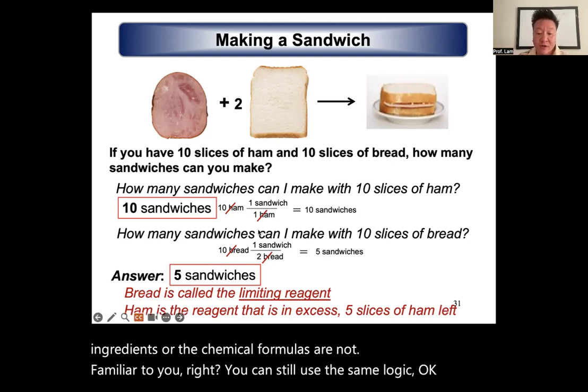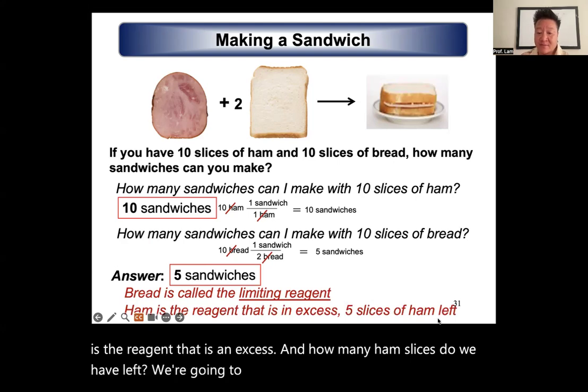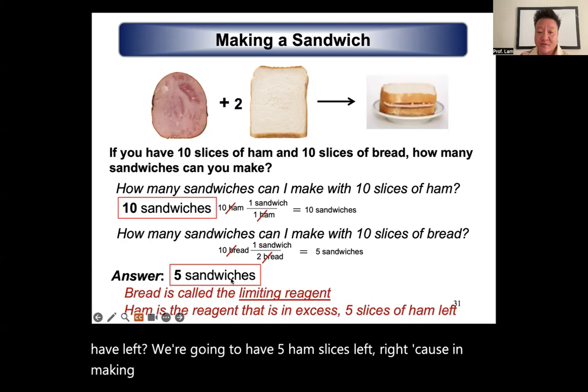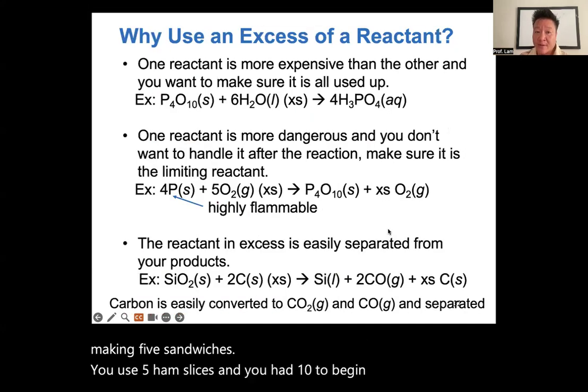Okay, so ham is the reagent that is in excess. And how many ham slices do we have left? We're going to have 5 ham slices left, right? Because in making 5 sandwiches, you use 5 ham slices and you had 10 to begin with. Okay.